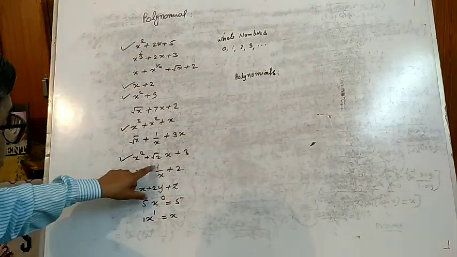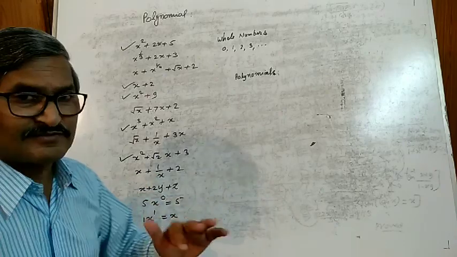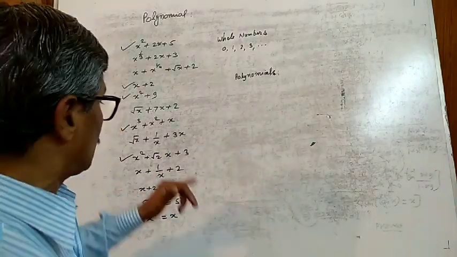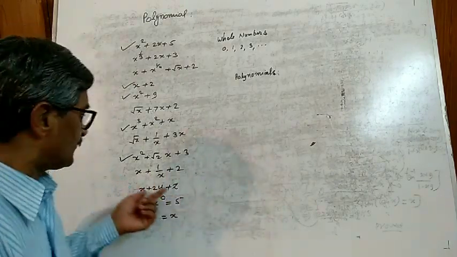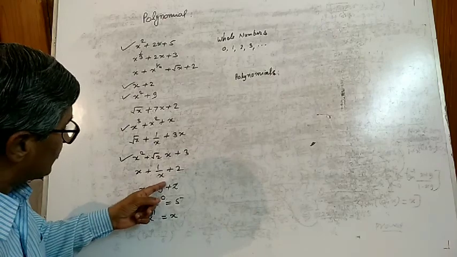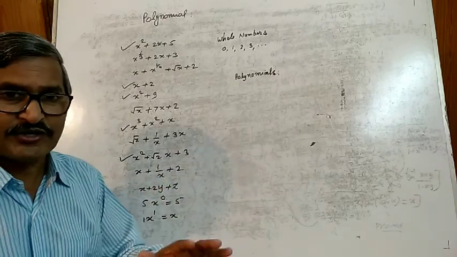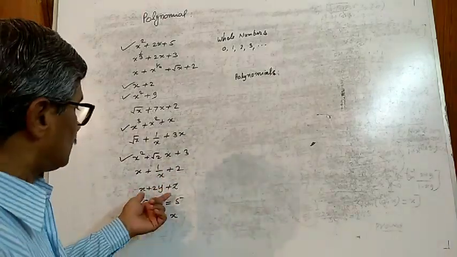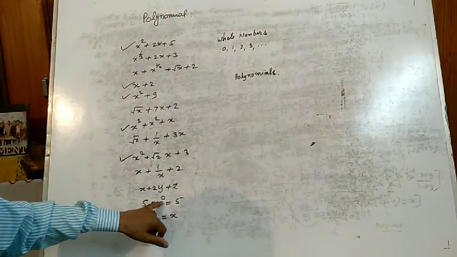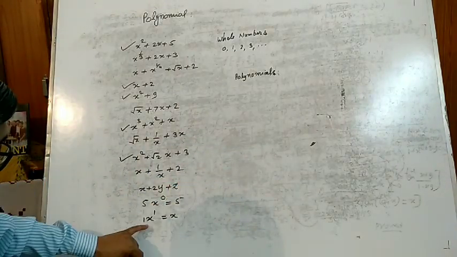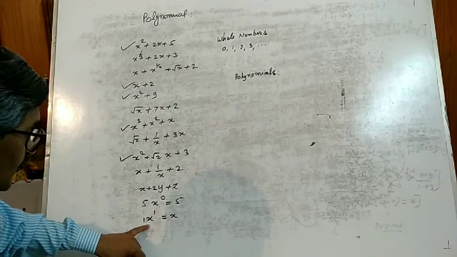Here again we find x by 1 by x means x power minus 1, so exponent is minus 1, this is not polynomial. This is polynomial in 3 variable. This is polynomial. Everywhere exponent is 1, 1, 1. So this is polynomial in 3 variable. Here exponent is 0. So this is polynomial. Here exponent is 1. This is polynomial.